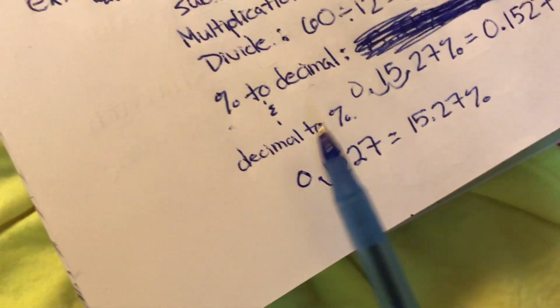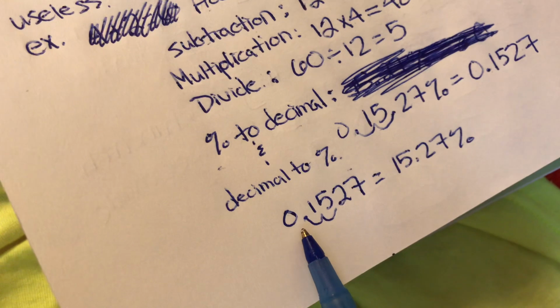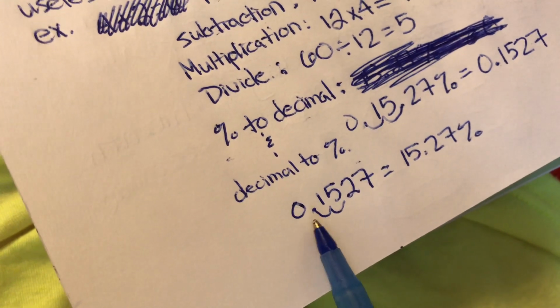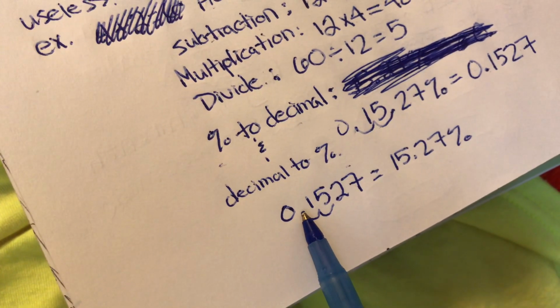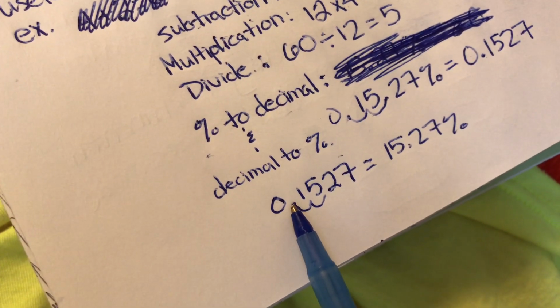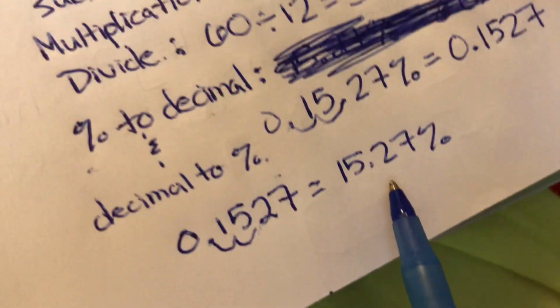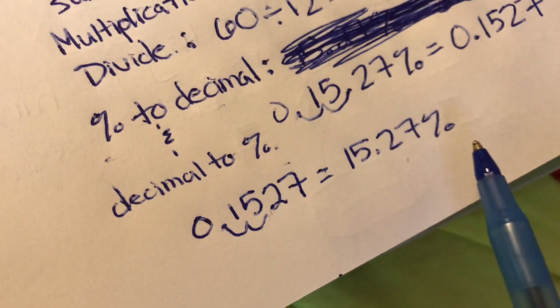And over here, decimal 2%. In this case, we have our decimal right here. We go to our decimal and we just do the opposite. You move it 2 places to the right. And then you get your 15.27%.